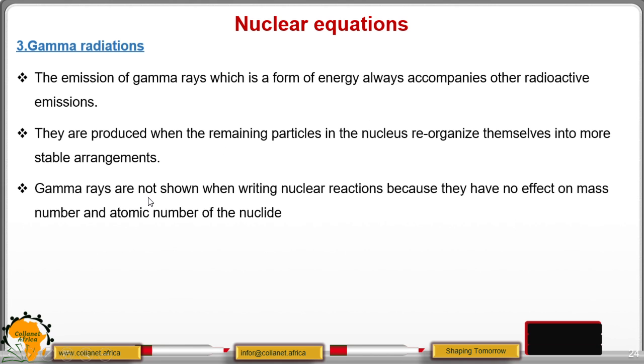Now, gamma rays are not shown when writing nuclear equations because they have no effect on the mass number and atomic number of the nuclide. So when we are writing, we don't write them in the equation. We have an example here. You have uranium-236. It undergoes decay to become barium-141 and krypton-92. And by so doing, it releases 3 neutrons and energy. So that is the equation. We just write it in the form of energy.